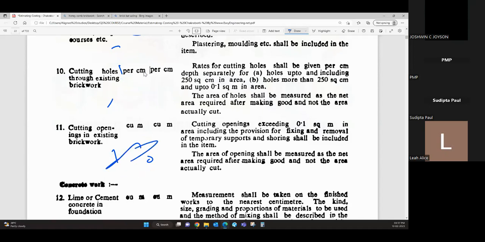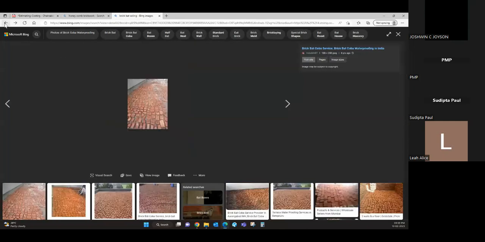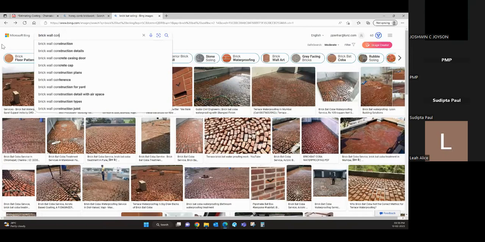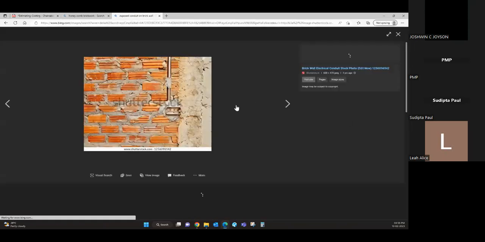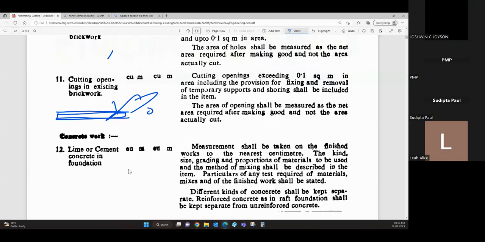The other thing is cutting openings in existing brickwork. So what is cutting an opening? We place a kind of notch in the brick wall so that you can place the pipe parallel to it. I'll show you some images of it. Brick wall conduiting. See what is done over here? This is a brick wall, and within the brick wall we have made a kind of slit. When you break the wall for this kind of slit, you always consider it in cubic meter.